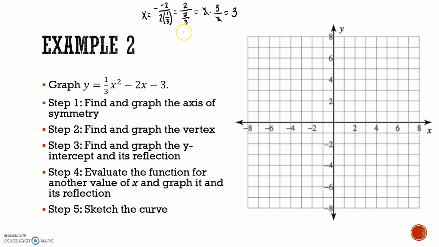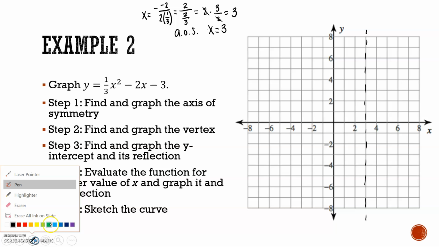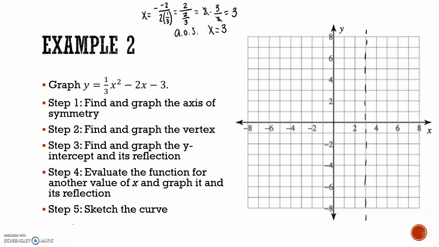So my axis of symmetry is x equals 3. It is important that you write it as an equation. The axis of symmetry is not just 3, it's x equals 3 because it's actually the equation of a line. So I'm going to draw this there. All right, what would be our vertex then? When we use our axis of symmetry, what do we get for our vertex? For our vertex, we're going to take 3 and plug it in.